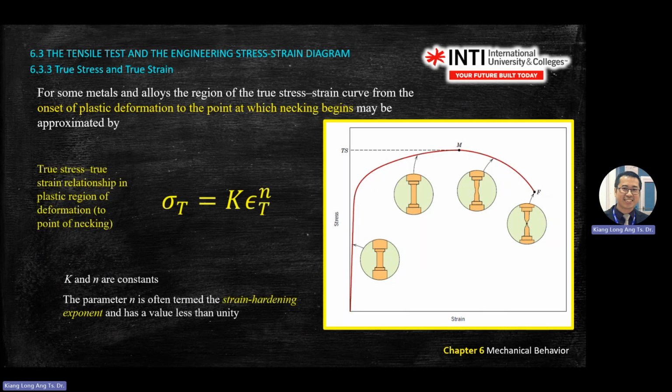Okay. So the n is called the strain hardening exponent. It is less than unity, meaning less than 1. Finding the n alone can be a master program or PhD program alone. You can get one PhD by finding the n alone.